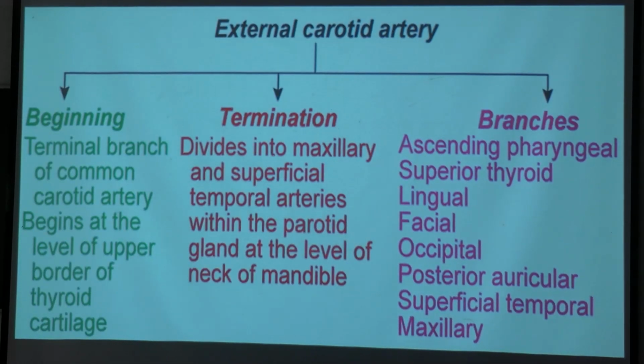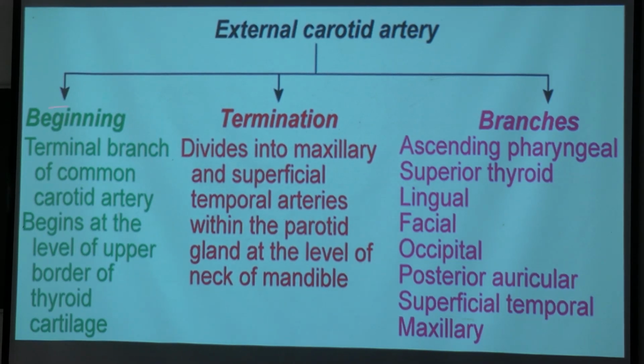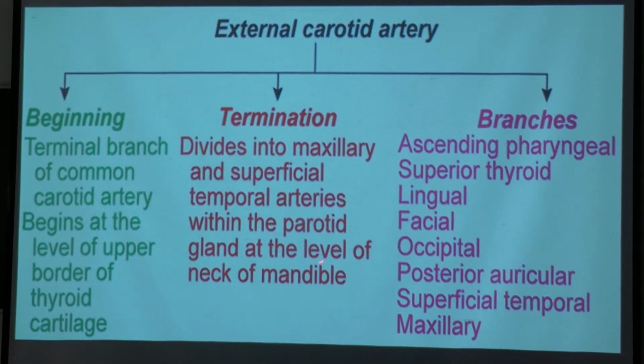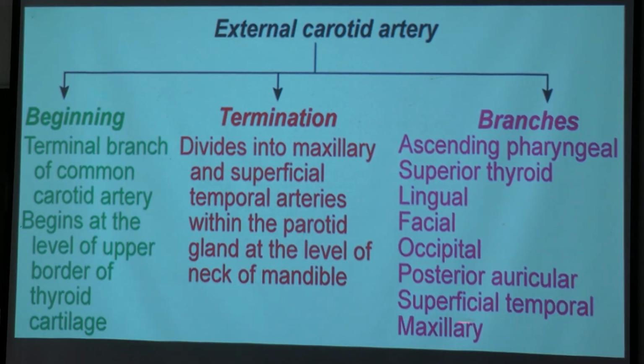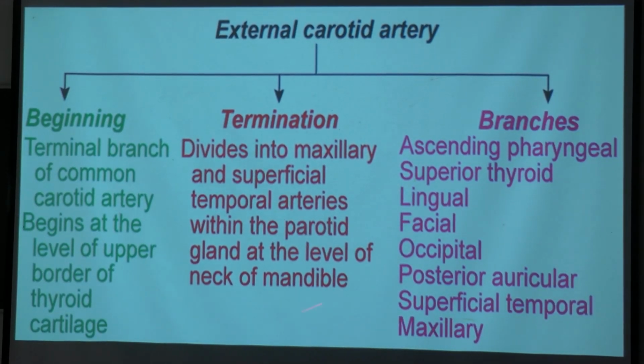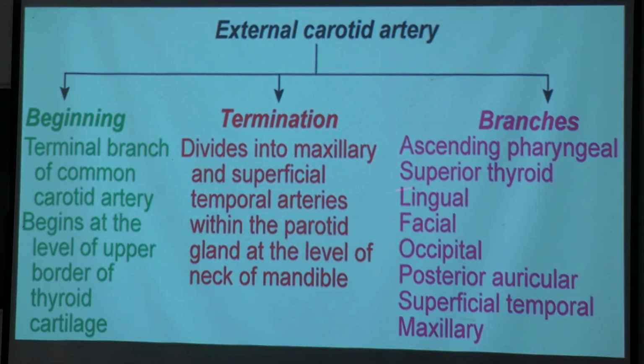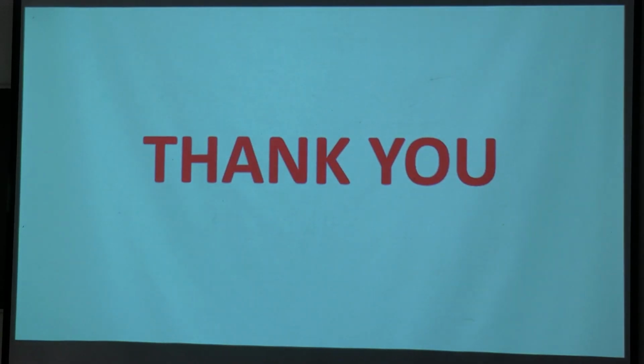So, the external carotid begins as a terminal branch of the common carotid at the level of the upper border of thyroid cartilage. It terminates by dividing into maxillary and superficial temporal within the parotid gland at the level of the neck of the mandible. The branches are ascending pharyngeal, superior thyroid, lingual, facial, occipital, posterior auricular, superficial temporal, maxillary: 8 branches. That's all.